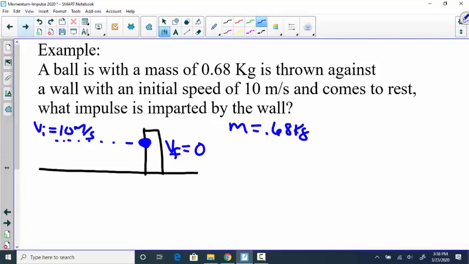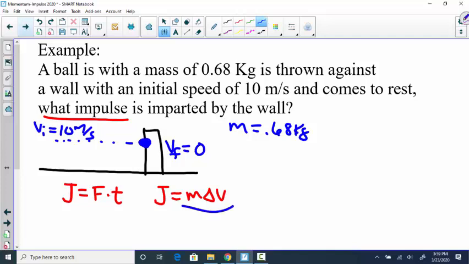Okay, so first of all, if you notice, the question says, what is the impulse? Well, the equation for impulse is force times time, and I don't have either of those. Okay, but impulse is also equal to mass times change in velocity. So you're going to have to look at what information you are actually given, because in this particular problem, I'm given the mass and the change in velocity. So I can actually calculate the impulse that way.